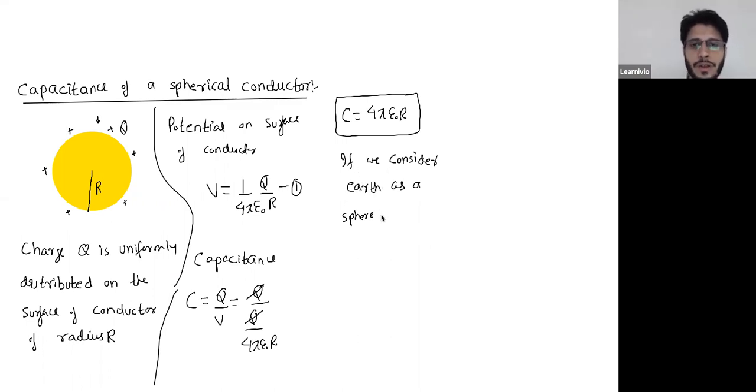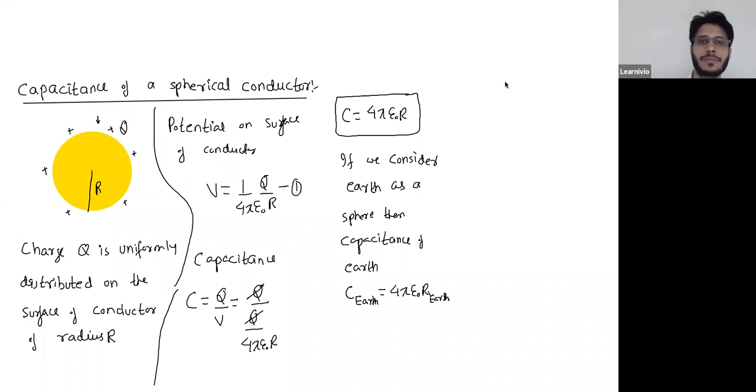So if we consider Earth as a sphere, then the capacitance of Earth, C Earth, can be written as 4 pi epsilon naught R Earth. So how much is the radius of Earth? You can calculate its numerical value. What is the radius of Earth? Radius of Earth is 6.4 into 10 raised to the power 6 meter.